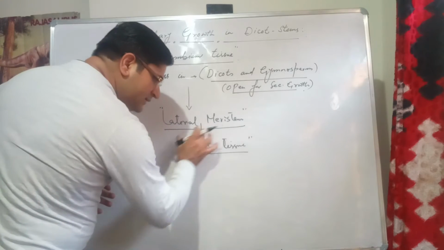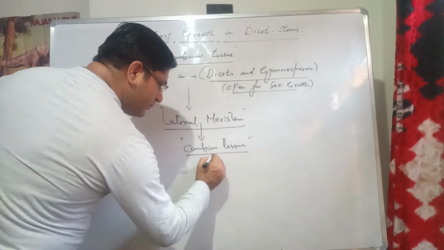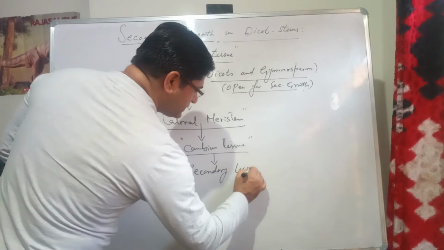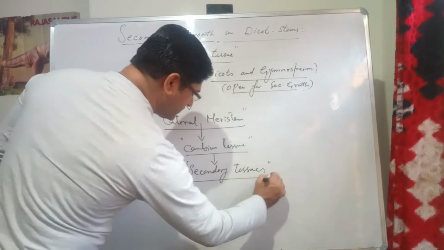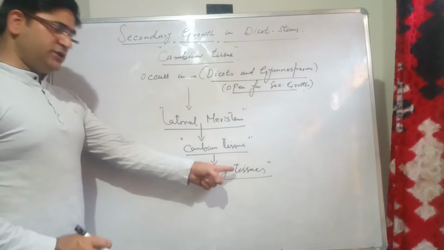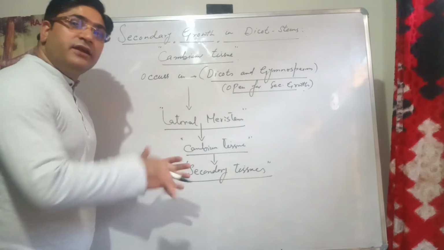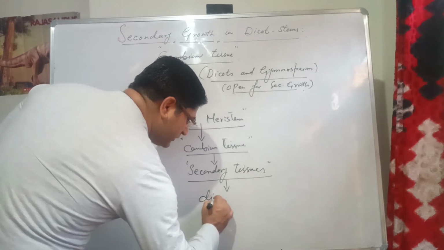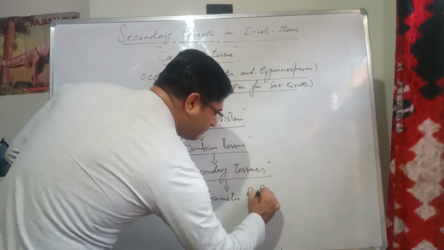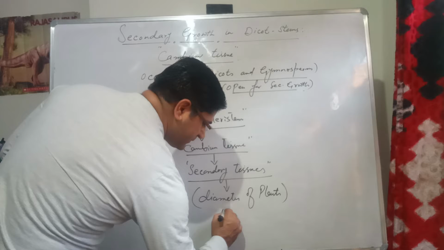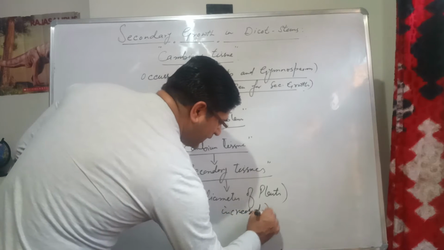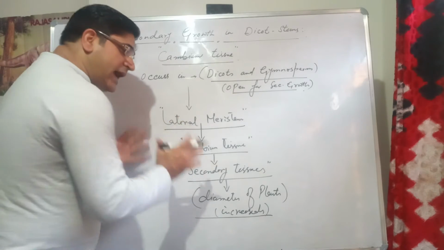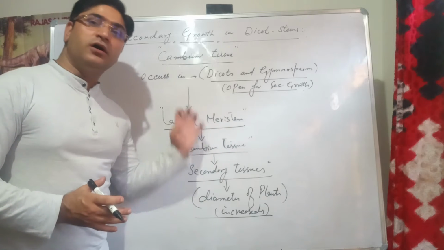Then, by this cambium tissue, the plant develops the secondary tissues. Now the plant has entered into secondary growth. Those secondary tissues lead the secondary growth inside the plant. That secondary growth increases the diameter of the plant. So the plant increases its girth. Okay? That is how secondary growth occurs inside the plants.